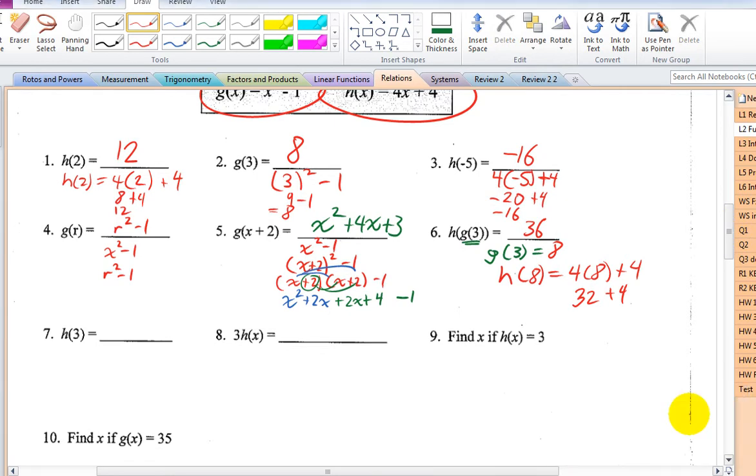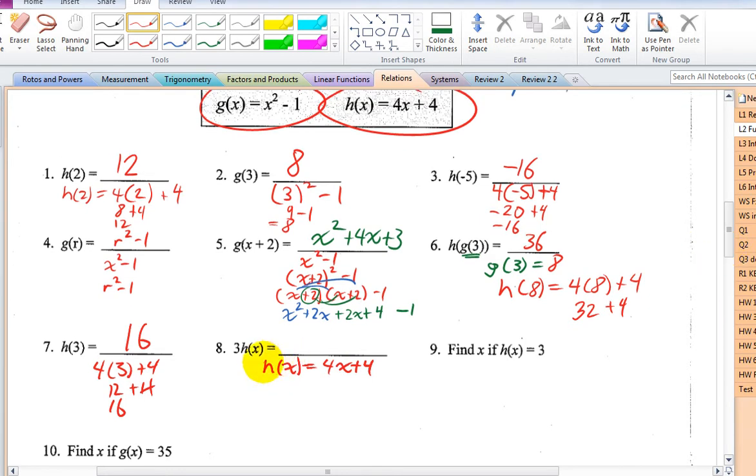Okay, so this one is going to be 4 times 3 plus 4, 12 plus 4, 16. Hands up if you got 16. Good. So now number 8 is not the same as number 7, is it? The 3 is in a different location. So we know that h of x equals 4x plus 4 from up above, right?